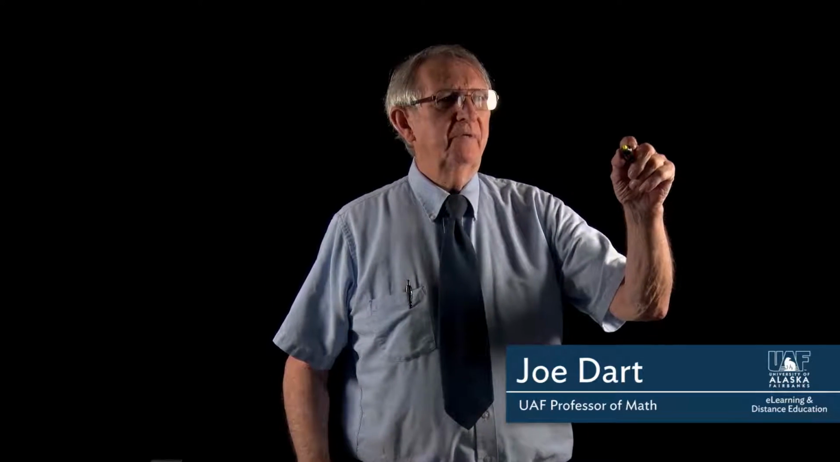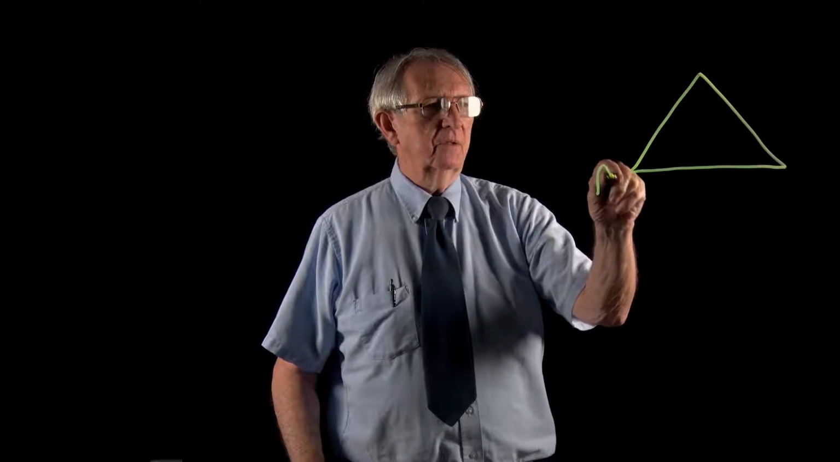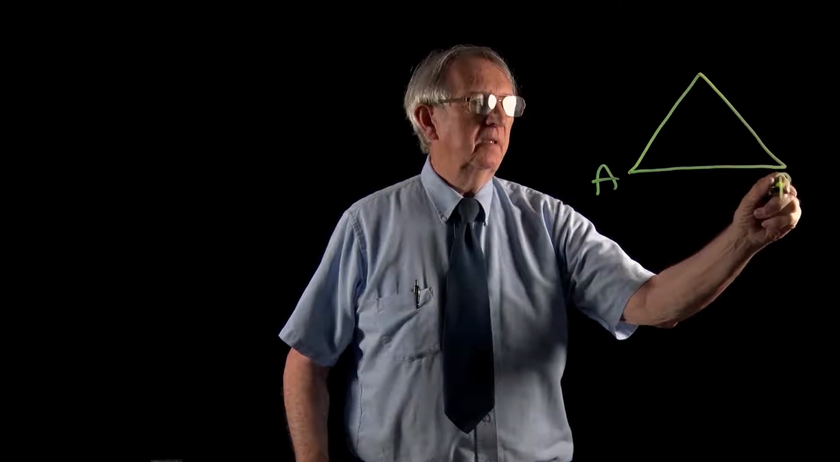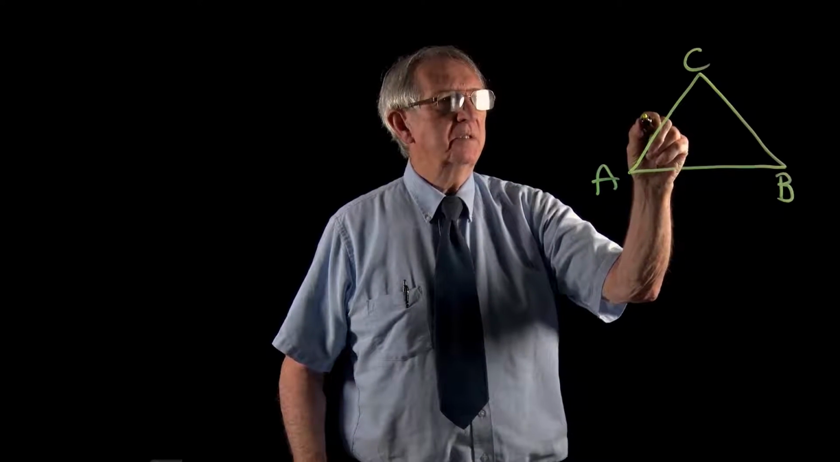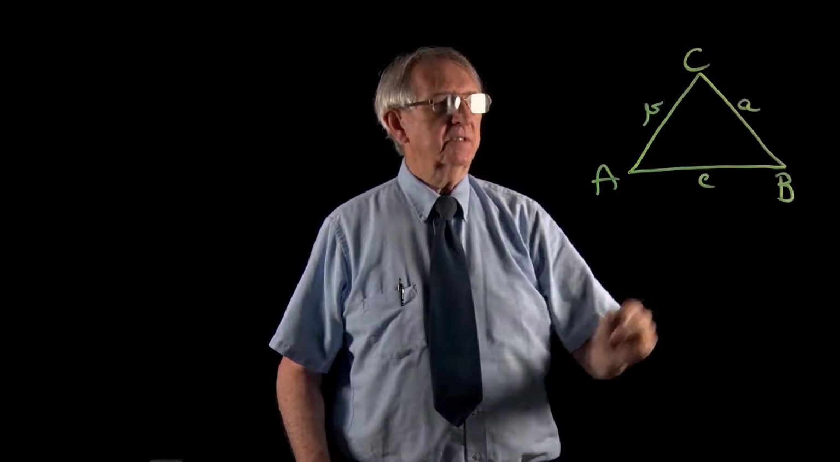I'd like to introduce the law of cosines. When you have an oblique triangle, like so, with corners A, B, and C, side b, side a, side c, like so.